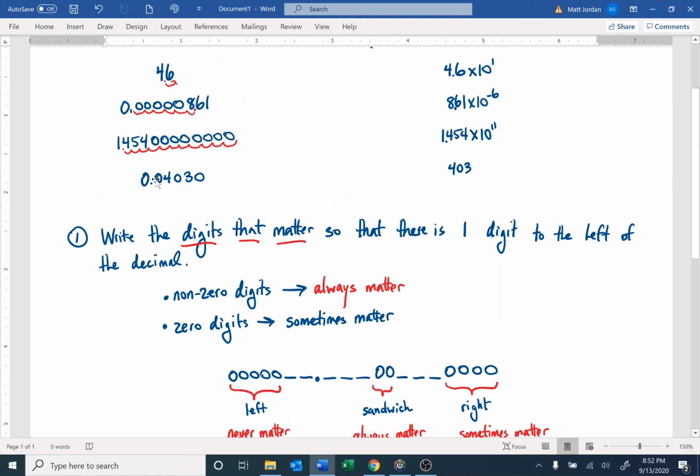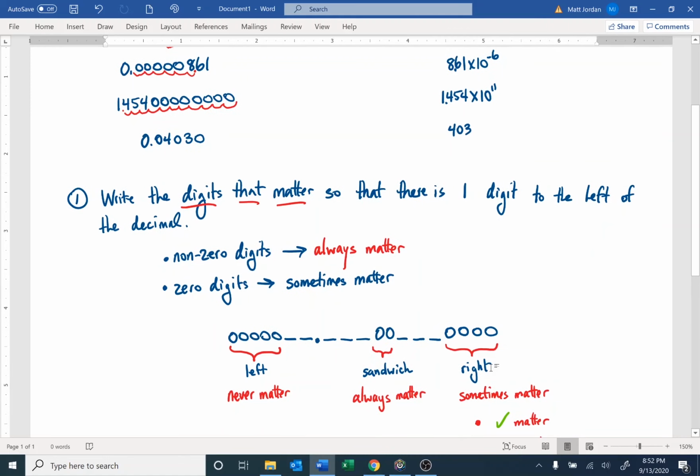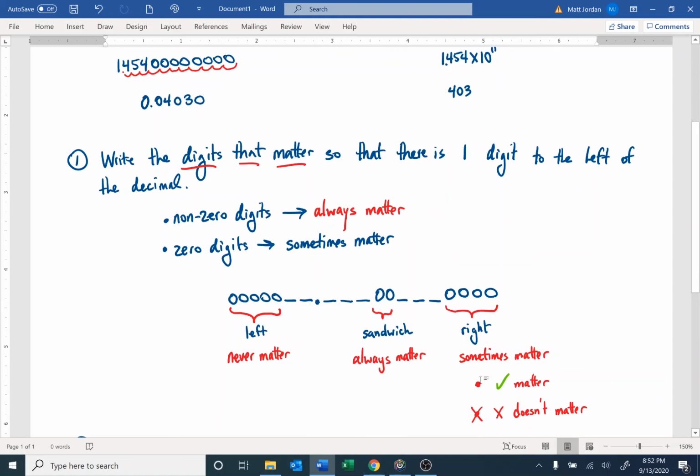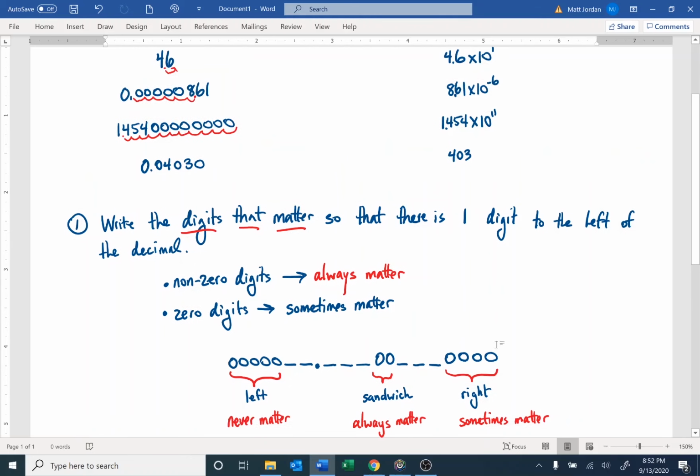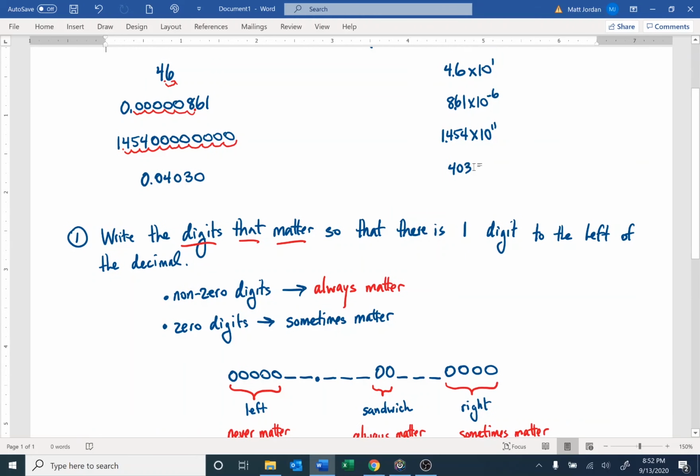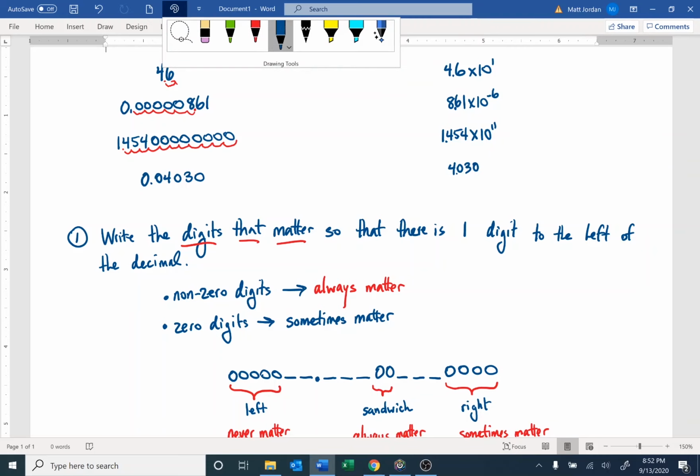Now what about these zeros over here? These zeros are on the left, so they never matter, so I'm not going to write these zeros down. What about this 0 over here? This 0 is on the rightmost of the number, so these sometimes matter, and they matter when there is a decimal in the number. I can see here that there is a decimal expressly written, so this 0, check, it does matter. So I do need to write that 0 down next to the 3. I need to put a decimal, so there's 1 digit to the left, so the decimal goes between the 4 and the 0. I need to write times 10.